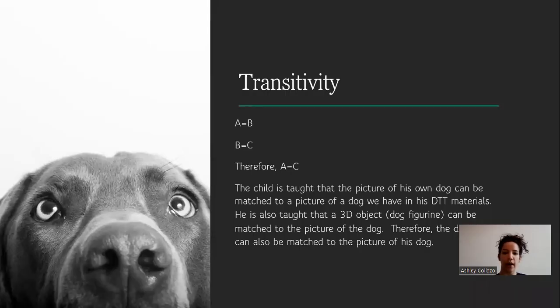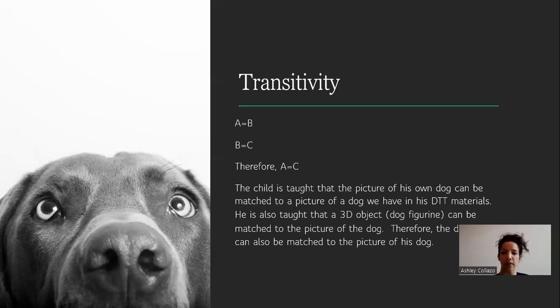And then we also have transitivity, which is another teaching procedure that we use. So the formula for transitivity is A equals B, B equals C, therefore A equals C. That's kind of like the whole concept of that. This is when the child is taught that the picture of his own dog can be matched to a picture we have in his DTT materials. He is also taught that a 3D object, such as a dog figurine, can be matched to the picture of the dog. Therefore, the dog figurine can also be matched to the picture of his dog.